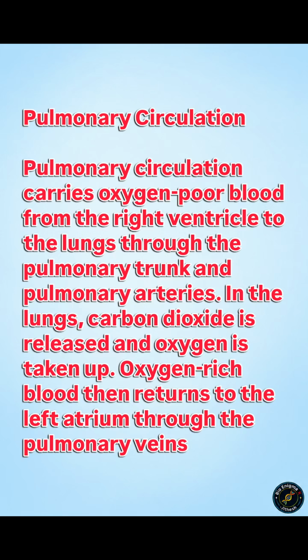Pulmonary circulation. Pulmonary circulation carries oxygen-poor blood from the right ventricle to the lungs through the pulmonary trunk and pulmonary arteries. In the lungs, carbon dioxide is released and oxygen is taken up. Oxygen-rich blood then returns to the left atrium through the pulmonary veins.